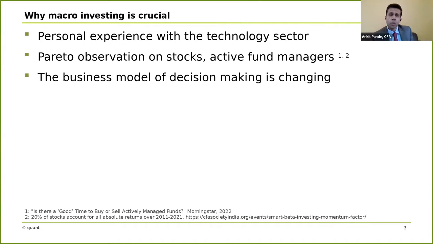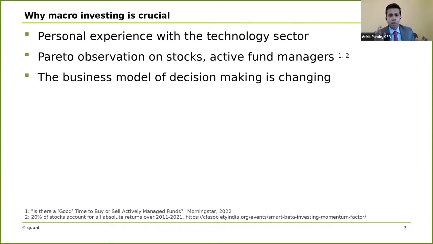Also, some of the Pareto observations on stocks and active fund managers. It's been shown in studies that over the last decade, just 20% of stocks account for all the returns of the index. As far as active fund managers are concerned, it's a double Pareto. Just 5% of the months in the last decade account for all the outperformance of the active fund managers in India. It just shows the context that you've got to be aware of the style as well, and you've got to be consistent with the style of investment.